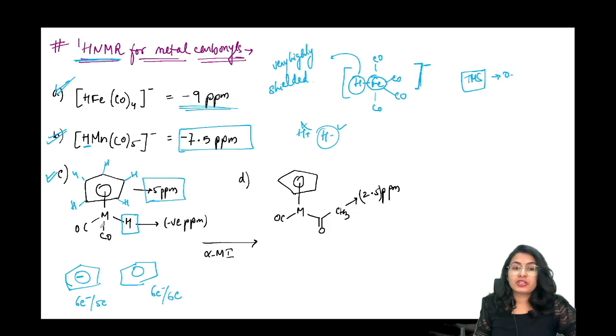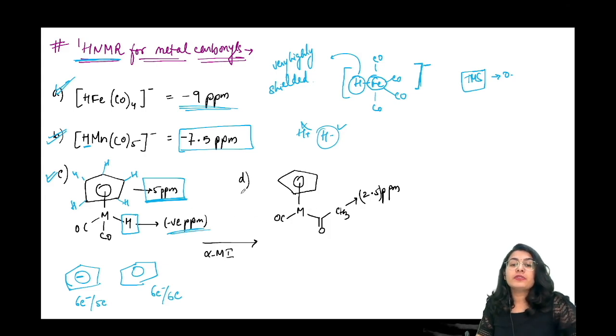because the metal is there in the lowest oxidation state, it is +1. And it is having carbonyls. The metal is not very electron deficient, so it is not going to pull all the electron density from this. And also because of the pi back bonding, it is electron rich, 5 ppm over here. So 2 different values for the protons.